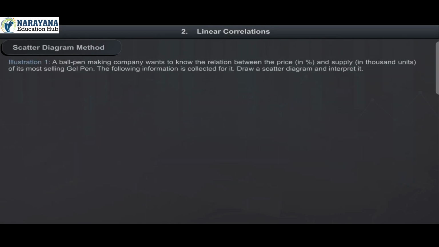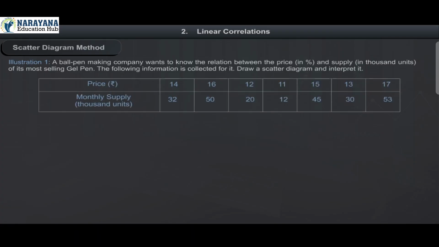Illustration 1. A ball pen making company wants to know the relation between the price in rupees and supply in 1000 units of its most selling gel pen. The following information is collected for it. Draw a scatter diagram and interpret it. Price in rupees, monthly supply in 1000 units: 14, 32, 16, 50, 12, 20, 11, 12, 15, 45, 13, 30, 17, 53.